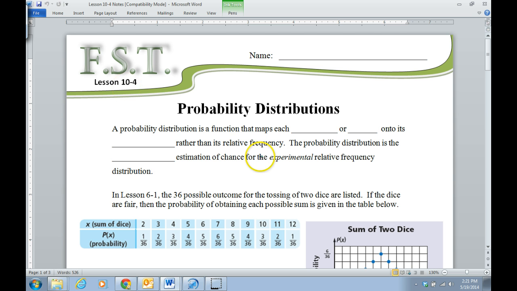A probability distribution is a function that maps each outcome or event onto its probability, rather than its relative frequency. The probability distribution is the theoretical estimation of chance for the experimental relative frequency distribution.